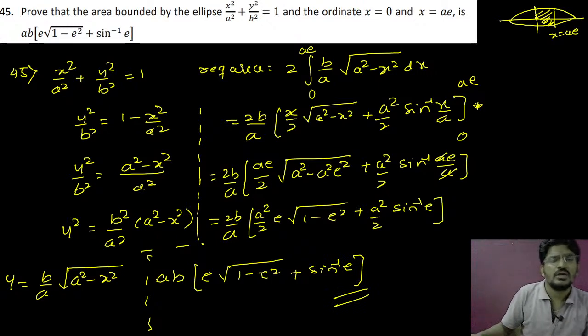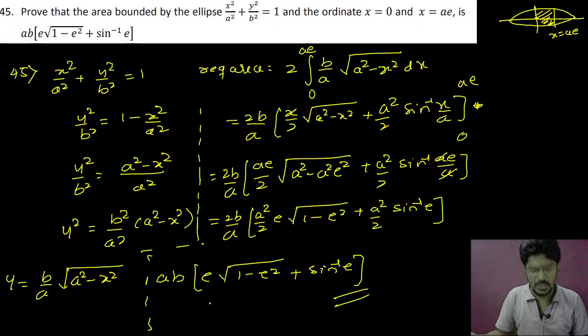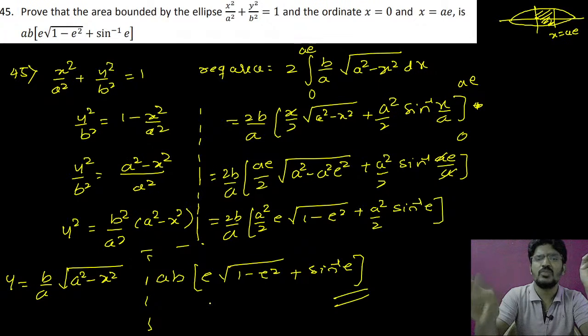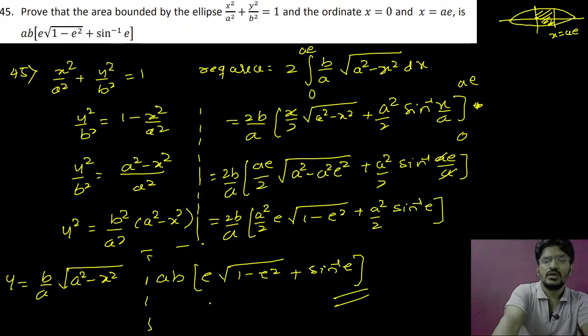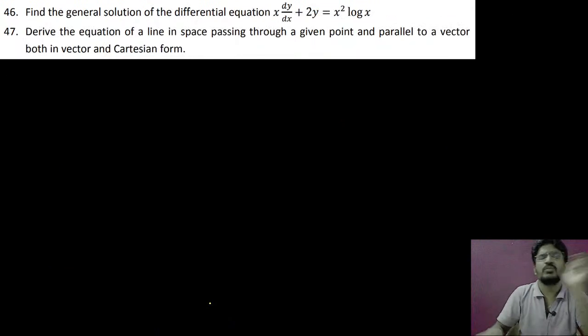Okay. AB times of e into root of (1 minus e square) plus sine inverse of e. Don't worry about the lower limit because it is 0. The complete term becomes 0. So don't worry about that. You just put upper limit and simplify. You will get the answer. Okay. Quickly we can go for problem number 46.